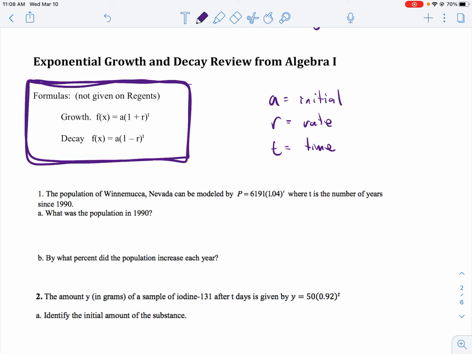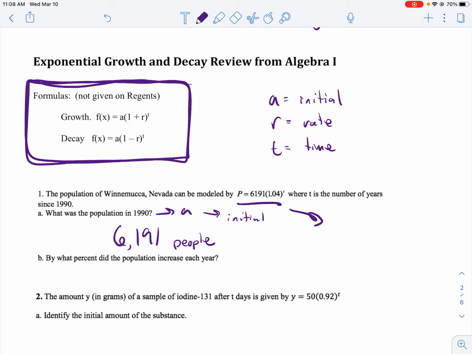So, the first problem here: the population of Winnemucca, Nevada, can be modeled by this equation right here, where T is the number of years since 1990. So it wants to know, what is the initial amount? What is our A value here? And so our initial amount, what we're starting with, our population in 1990, was 6,191 people.